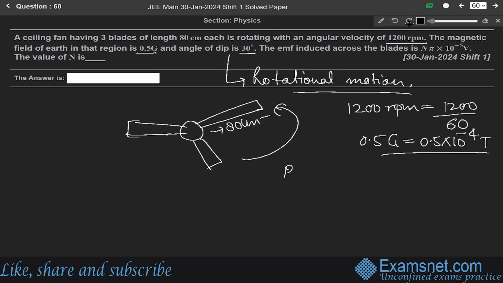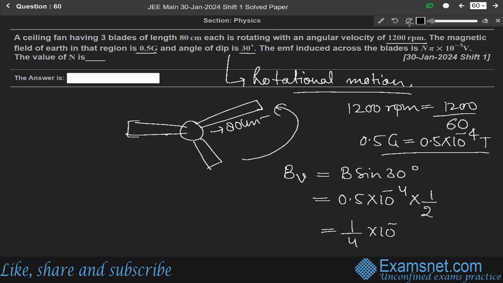At first, the magnetic field component will be equal to B sine 30 degree. B is what? 0.5 into 10 to the power minus 4 into sine 30, which is 1 by 2. So it will be equal to 1 by 4 into 10 to the power minus 4. Okay. And then omega, angular frequency omega, is 2 pi f.